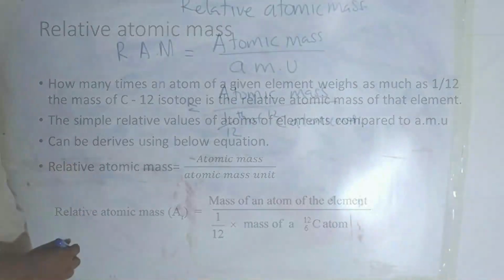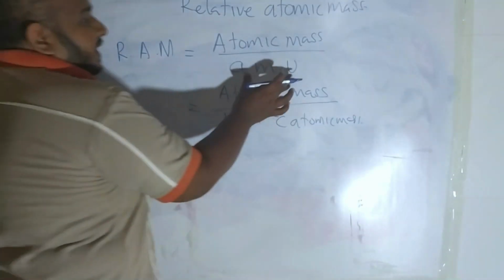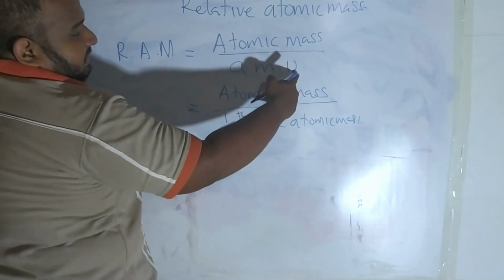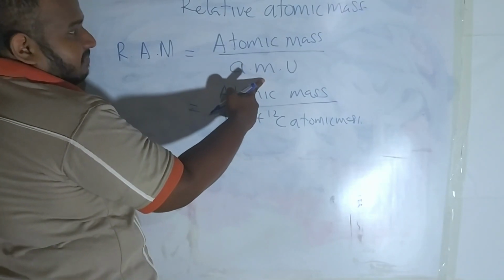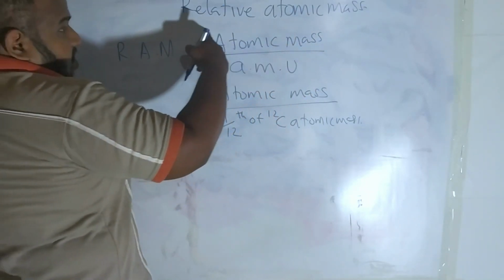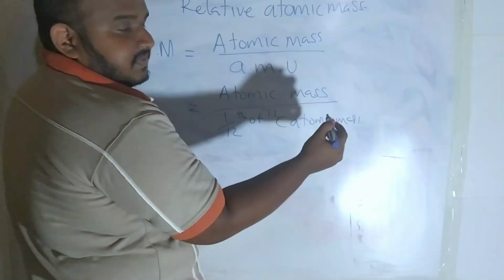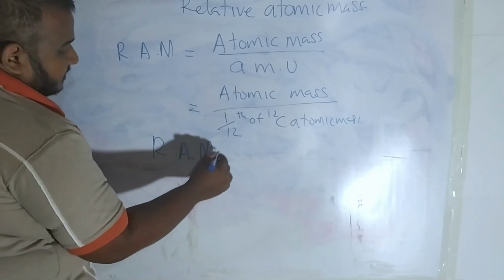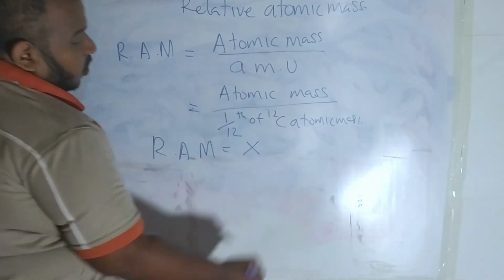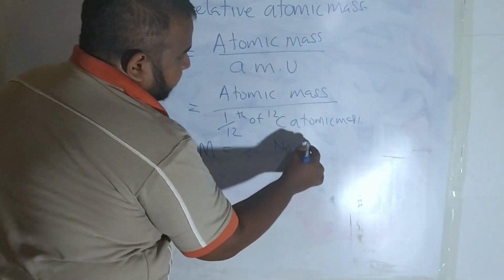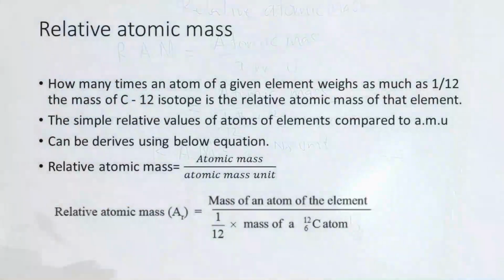If you notice, the atomic mass unit has the unit gram. The unit of atomic mass unit is gram. Even the unit of atomic mass is gram. Therefore, relative atomic mass has no unit. It has no unit. Relative atomic mass has no unit.